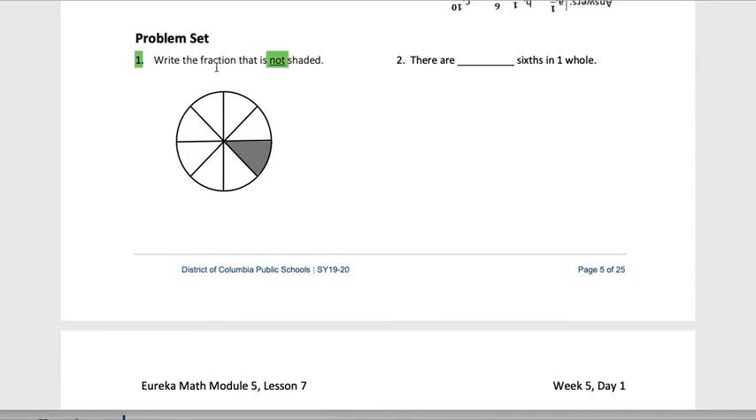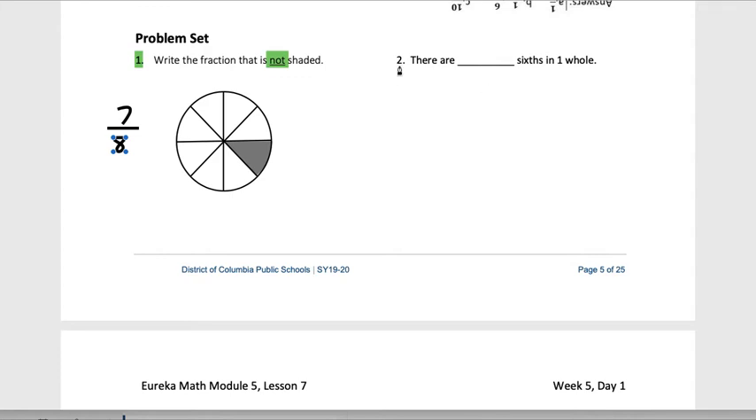So number 1, write the fraction that is not shaded, and you can write it anywhere on the side here. And so what you guys could write, for example, is you would say, okay, I know that there is 1/8 shaded. How many are no longer shaded? We would know that 7/8 are not shaded. That would be your answer. You just write it on the side there.